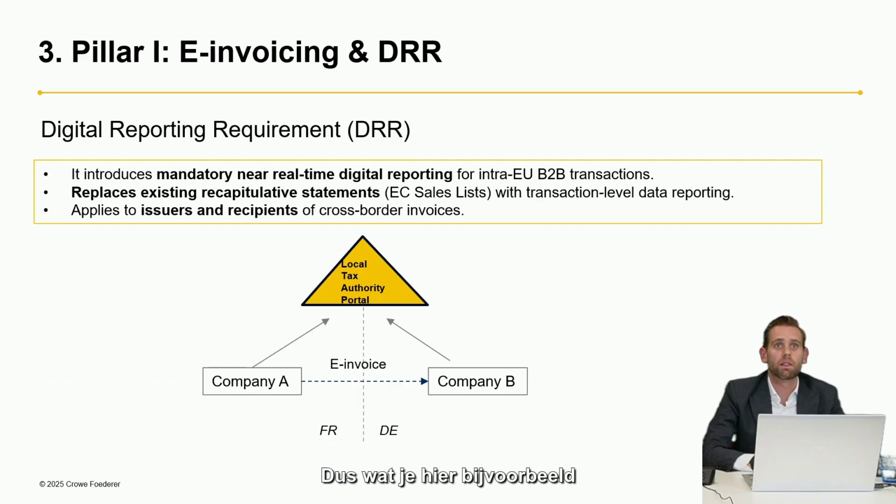So, for example, what you see here is that company A in France sends an e-invoice to company B in Germany. Then both the parties will need to report this transaction under the digital reporting requirement to the local tax authority. So it applies to both the issuers and the recipients of the cross-border invoices.